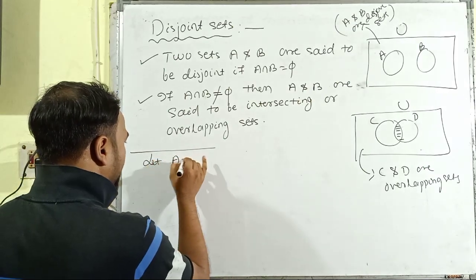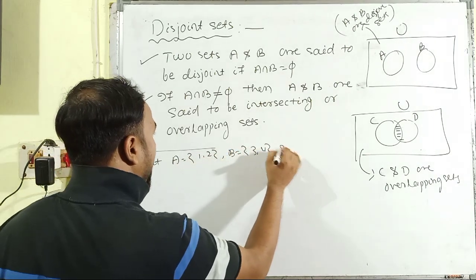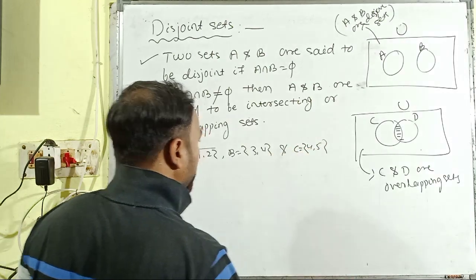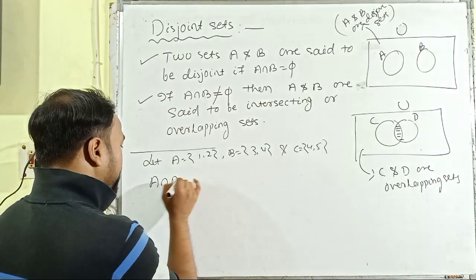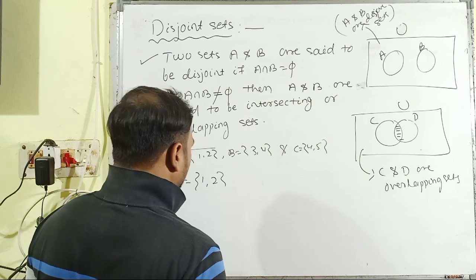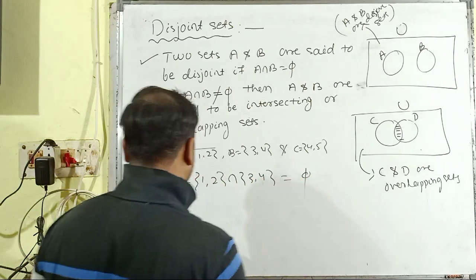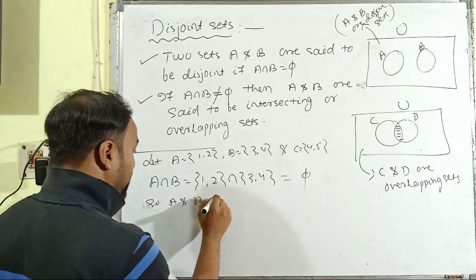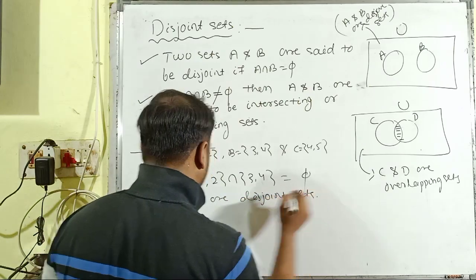Let A is equal to {1, 2}, B is equal to {3, 4}, and C is equal to {4, 5}. Here A intersection B is equal to {1, 2} intersection {3, 4}, and this is equal to phi. And so A and B are disjoint sets.